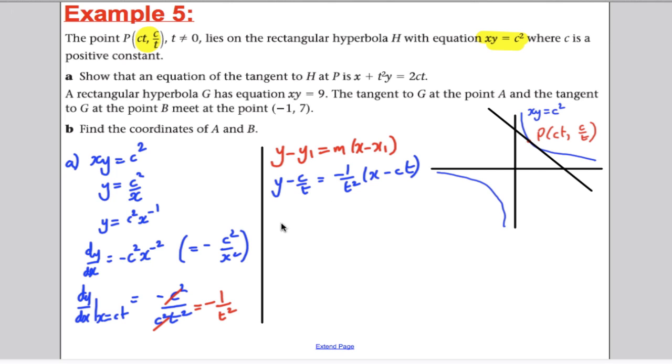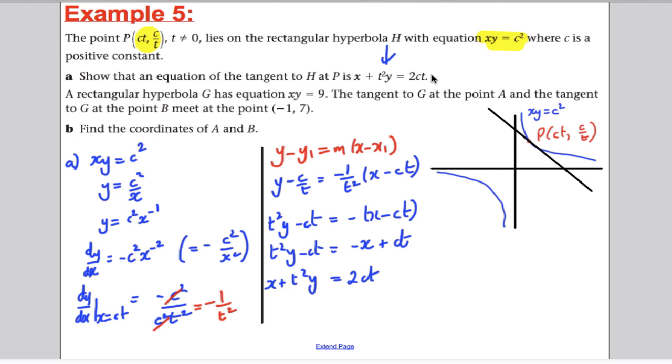Now multiply everything by t squared. We don't want fractions in our answer, so multiply both sides by t squared. You get t squared y minus ct is equal to negative x minus ct. Expand that out, t squared y subtract ct is going to be equal to negative x plus ct. And if I add ct to both sides and add x, I would get x plus t squared y is equal to 2ct, and that's exactly what I was looking for, and I've got the answer.